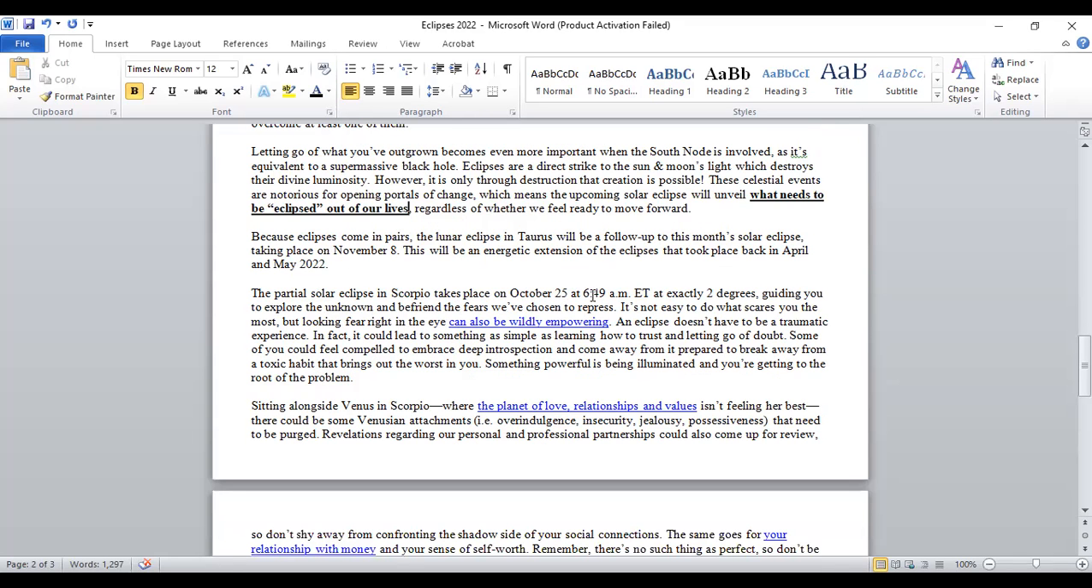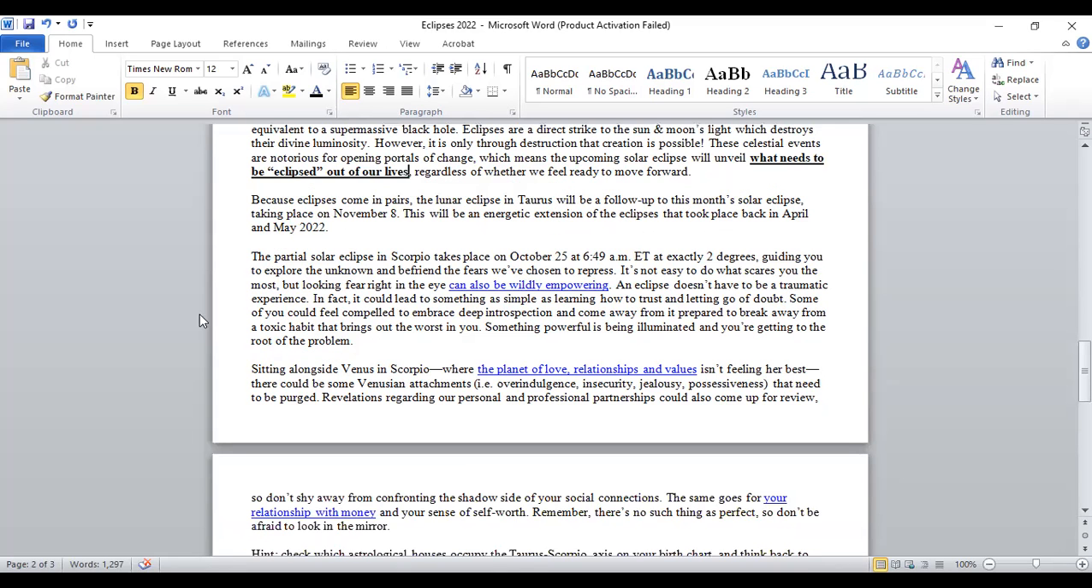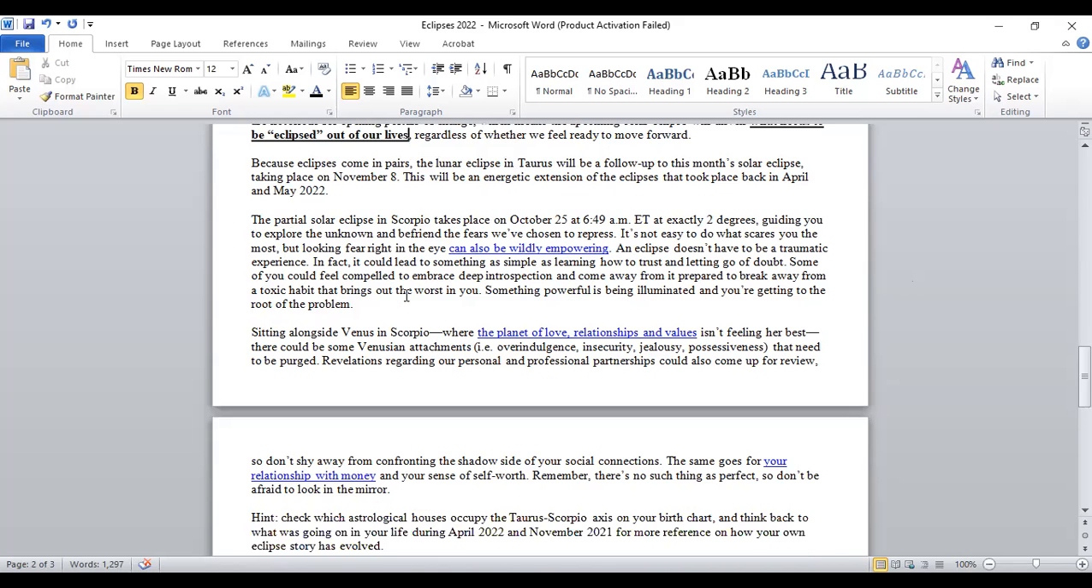It took place at 6:49 Eastern time at exactly 2 degrees, guiding you to explore the unknown and befriend the fears we've chosen to repress. It's not easy to do what scares you most, but looking fear right in the eye can also be wildly empowering. An eclipse doesn't have to be a traumatic experience. In fact, it could lead to something as simple as learning how to trust and let go of doubt. Some of you could feel compelled to embrace deep introspection and come away from it prepared to break away from a toxic habit that brings out the worst in you. Something powerful is being illuminated and you're getting to the root of the problem.